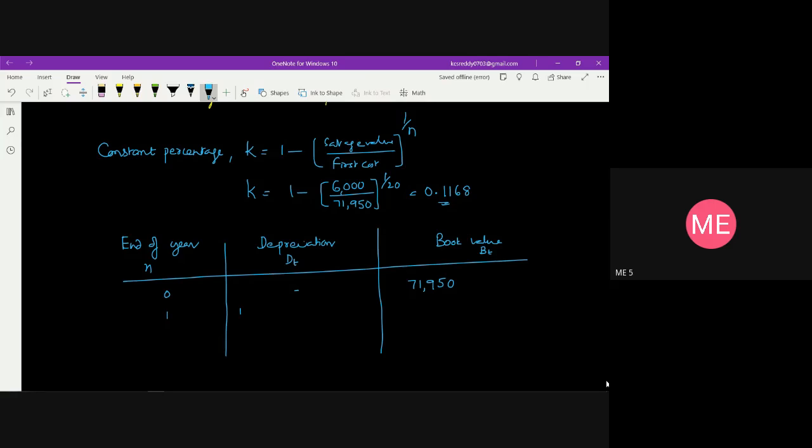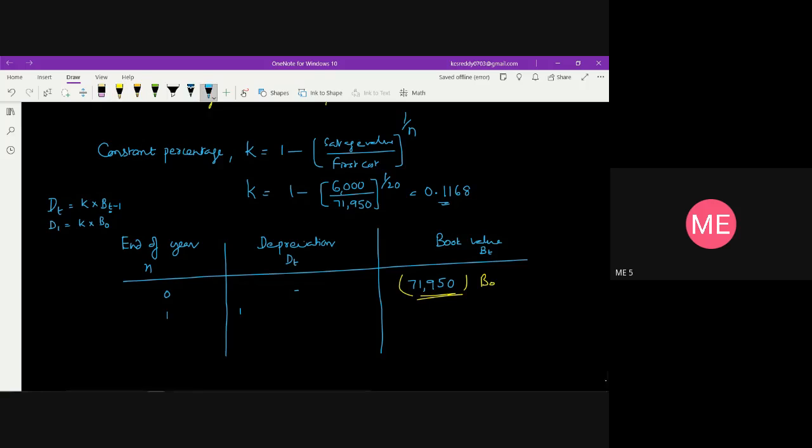D1 is calculated using the equation: dt is equal to what? We can take k into B t minus 1. So if I want to find D1, k into B naught, if I substitute 1 in place of t, it becomes B naught. So this is the B naught value.